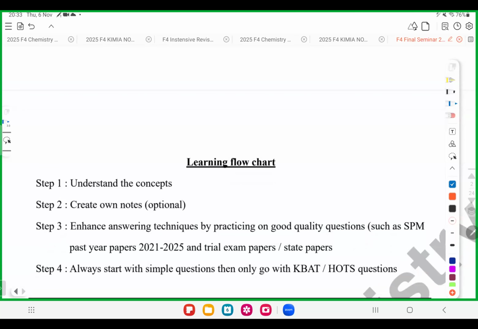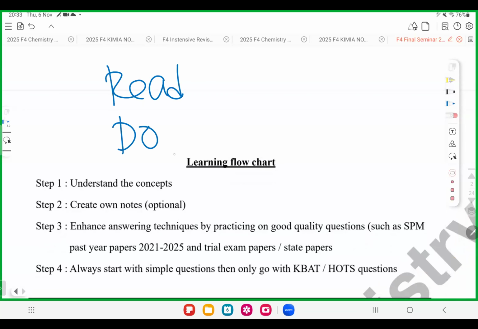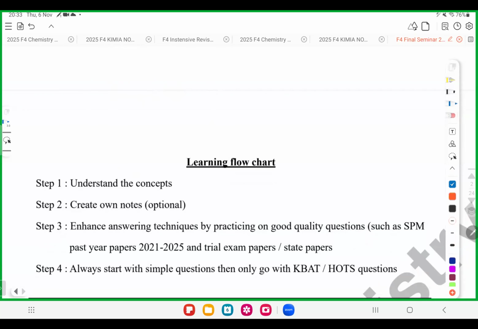So this is something I really hope can give you a direction, because I notice a lot of students, especially in Form 4, they read a lot, but they didn't do exercise. You just be honest to yourself. Do you really do exercise? You don't need to answer me. You just answer yourself. Do you really do exercise in your Form 4? It makes a difference when you start doing exercise.